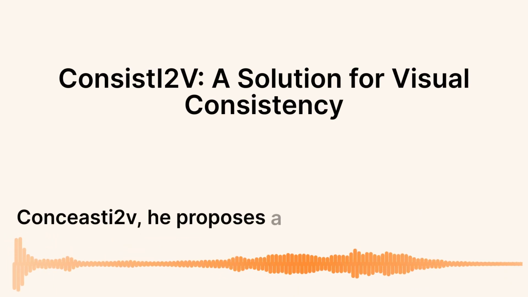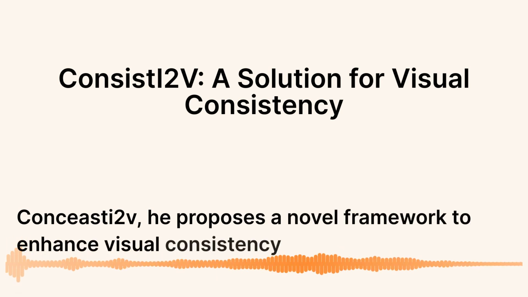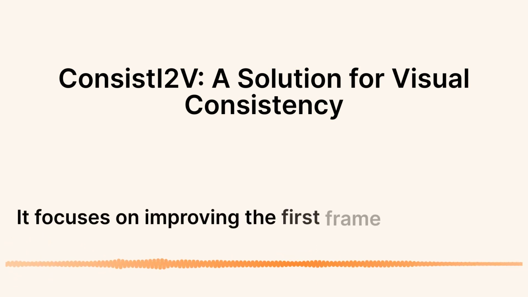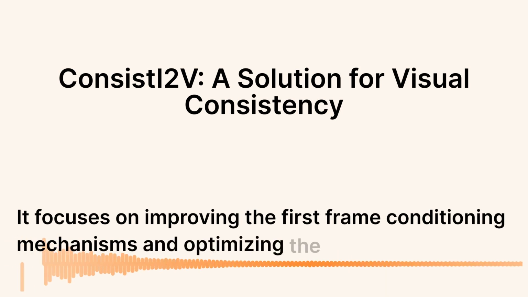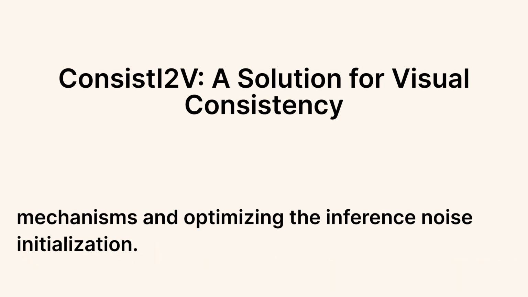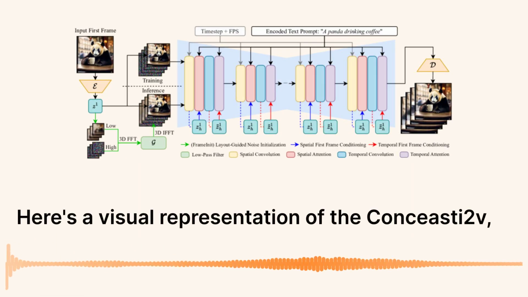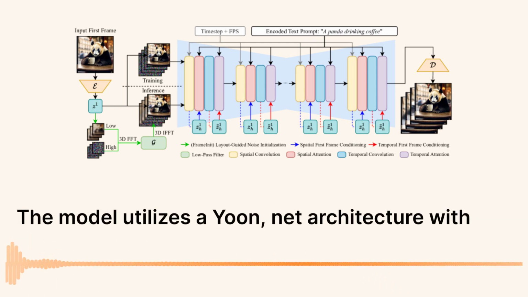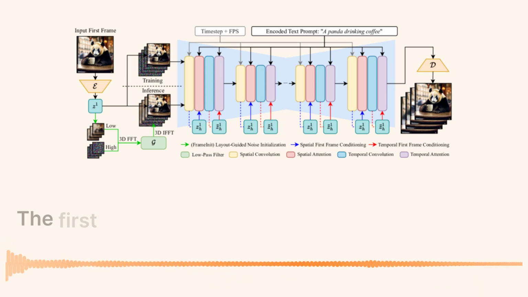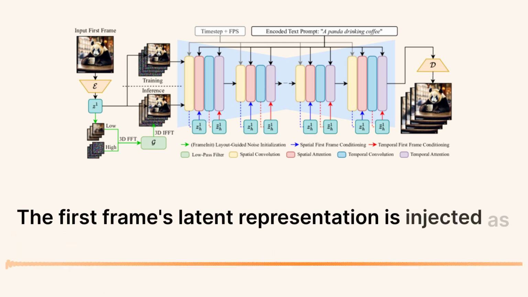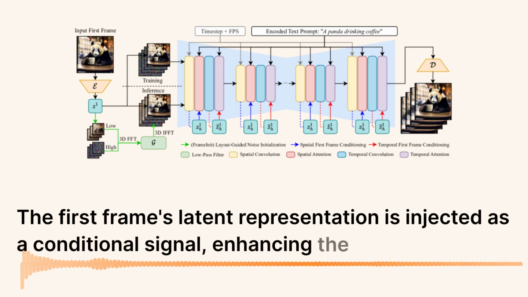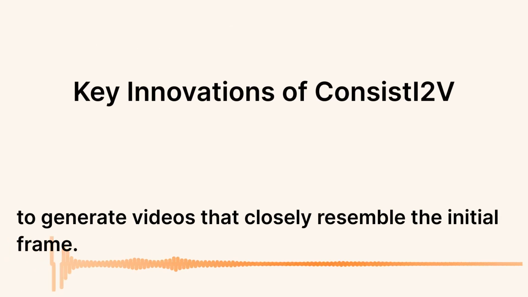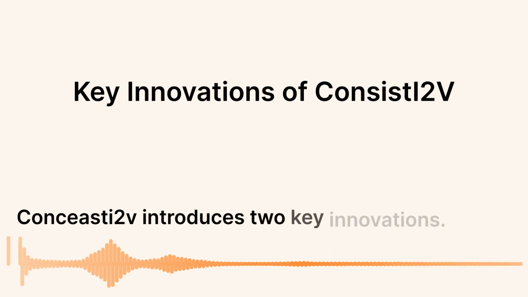ConsistI2V proposes a novel framework to enhance visual consistency in I2V generation. It focuses on improving the first frame conditioning mechanisms and optimizing the inference noise initialization. Here's a visual representation of the ConsistI2V framework. The model utilizes a net architecture with spatial and temporal layers. The first frame's latent representation is injected as a conditional signal, enhancing the model's ability to generate videos that closely resemble the initial frame. ConsistI2V introduces two key innovations.